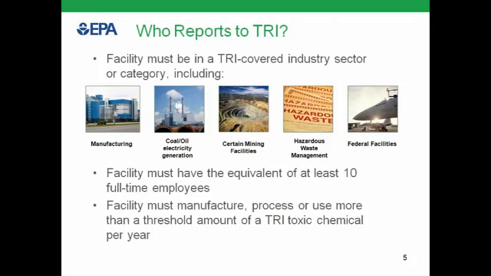So over 20,000 facilities report to TRI each year, and they're required to do so because they meet three statutory reporting criteria. One, being in a covered industry sector, which is mostly manufacturing, but some of the other categories you see up here as well. Two, they have to have 10 full-time employees or the equivalent. And three, they must manufacture, process, or otherwise use a listed TRI chemical above certain thresholds. So for each chemical that a facility exceeds threshold, they must submit a TRI report for that chemical.